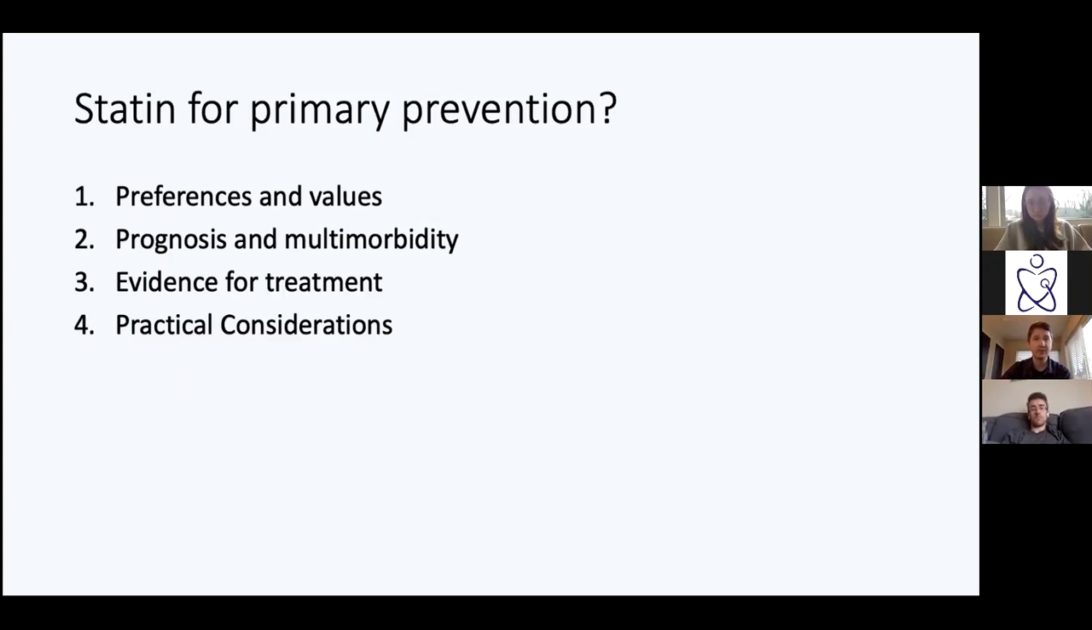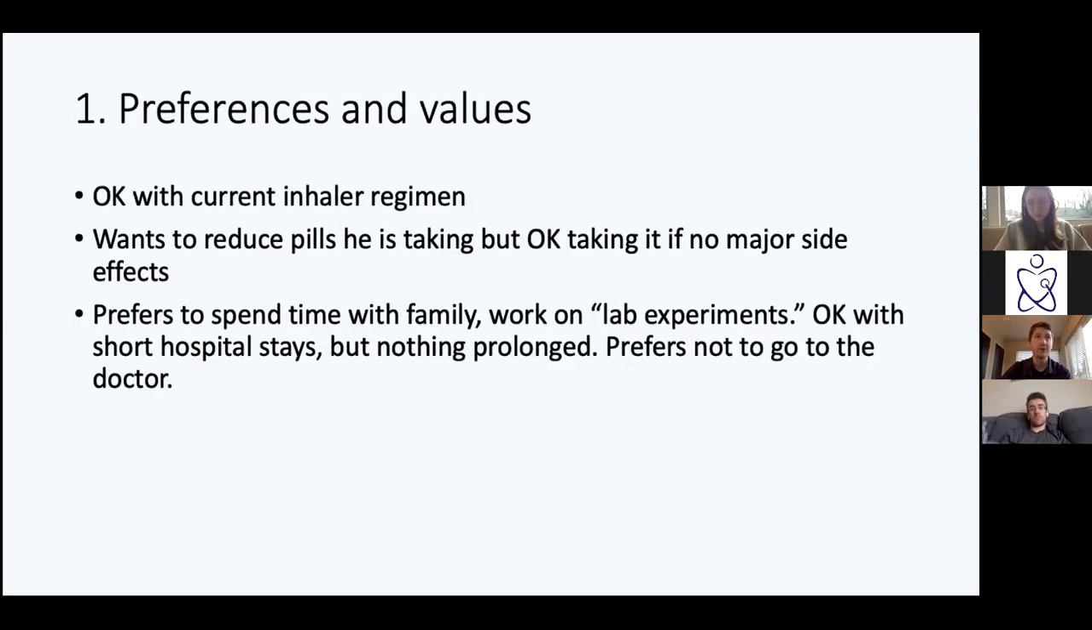So again, I think we can go back to our framework. So we asked him a little bit about his preferences and values. He says, I'm okay with my current inhaler regimen. He wants to reduce the pills that he's taking, but he is okay taking it if there's no major side effects. He prefers to spend time with his family and work on lab experiments. He's okay with some short hospital stays, but nothing prolonged, and he prefers not to go to the doctor.